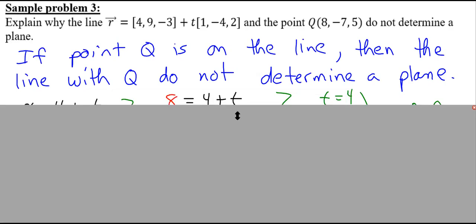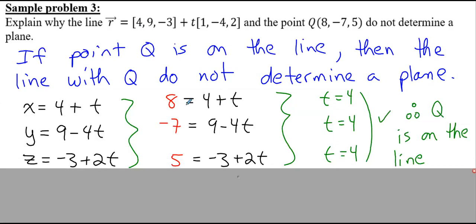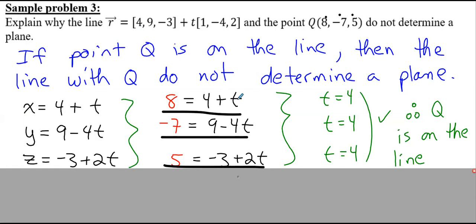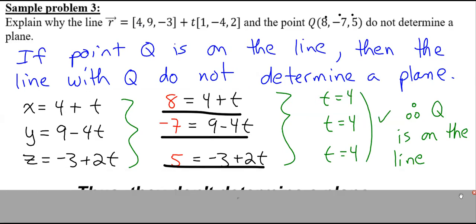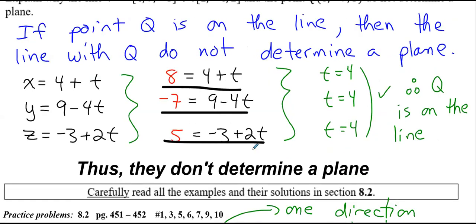So how do you prove that? Well, you can get some parametric equations from the line and solve for t, but you're looking at equating these parametric equations with the x, y, and z values of the point. And if you do get the same parameter, then that tells you that that point is actually on the line. Therefore, the line and the point cannot determine the plane.